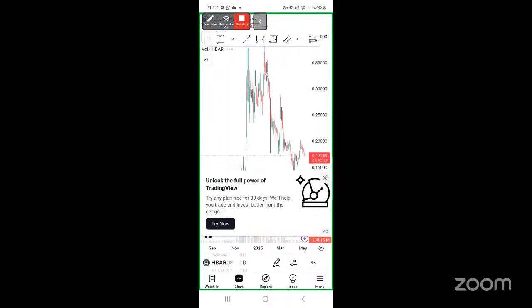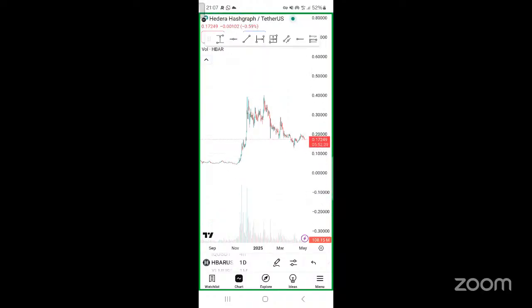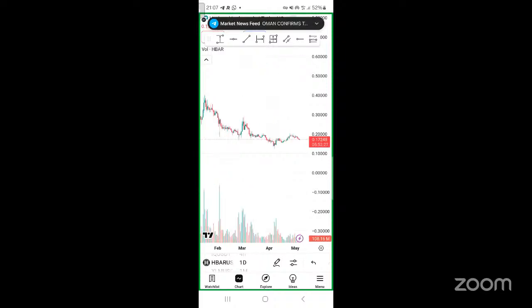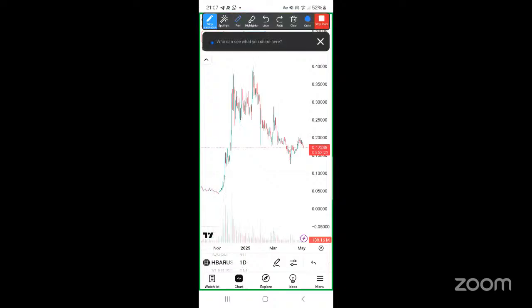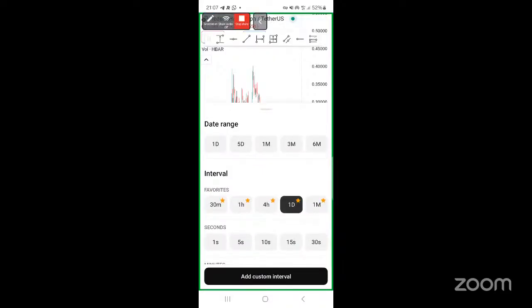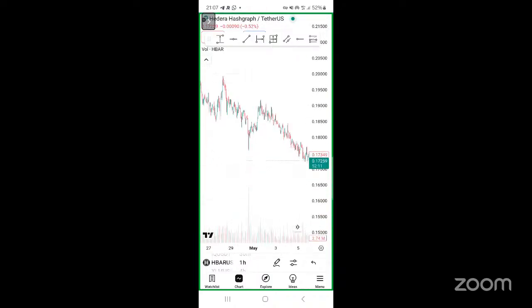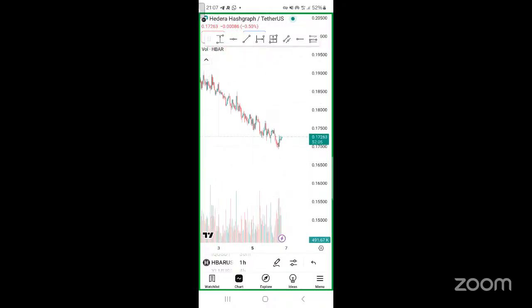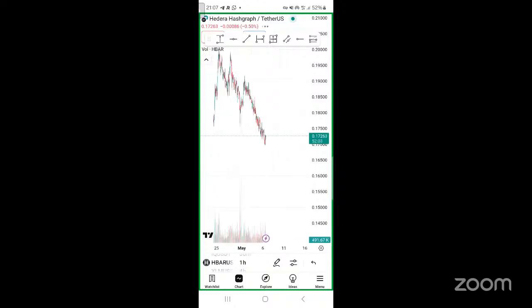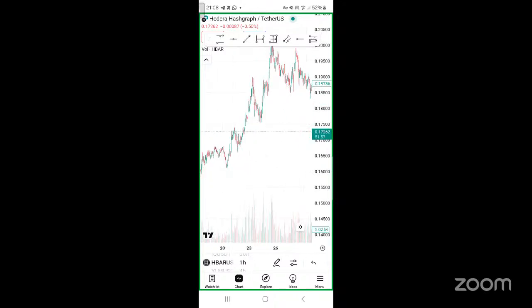I tap on it, and when I tap on HBAR, this shows up. It shows me the buyers and the sellers, how they are behaving in the market, in the 1 day time frame. I may need to change it because I want to look at the market in the 1 hour interval. How are the buyers and sellers behaving in HBAR? You see that now, in 1 hour interval.